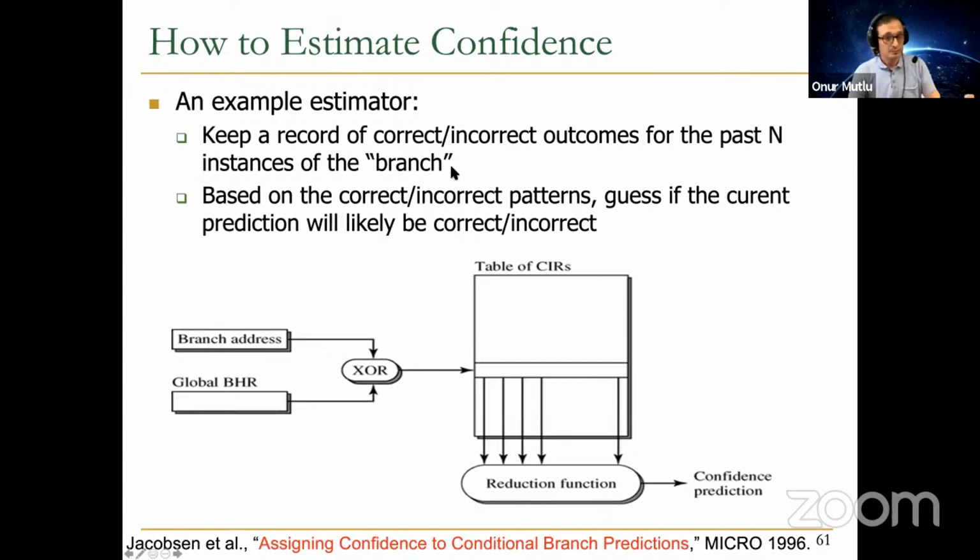Basically, the hardware can keep a record of correct or incorrect outcomes for the past n instances of the branch. And based on the correct and incorrect patterns, you can guess if the current prediction will be likely correct or incorrect. Again, there are many different design options over here. I'm not going to talk about those here. These are confidence registers, etc. But essentially, you would like to figure out how confident you are in the prediction.